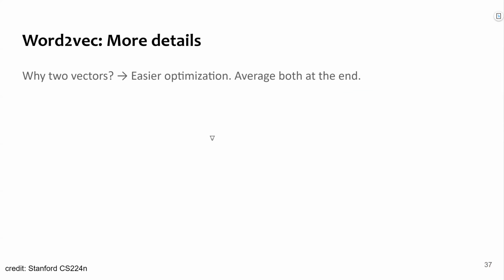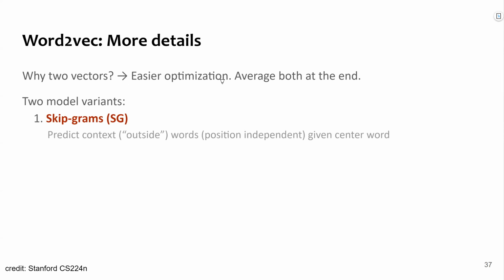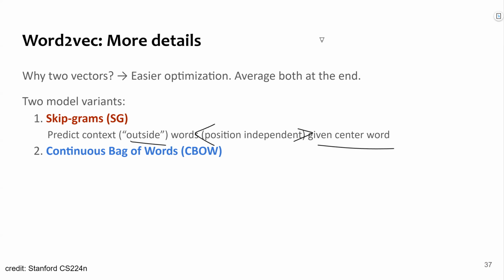Okay, let's talk about more details. Why do we learn two vectors rather than one? Because it is easier to optimize. We are going to average both at the end. And two model variants. The first one is called skip-gram. We predict context words or outside words given the center word. We don't care about the position, whether it's on the right side or left side. The second one is called continuous bag of words, abbreviated as CBOW.